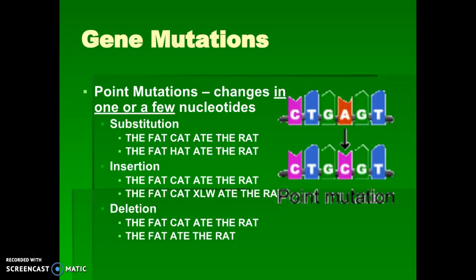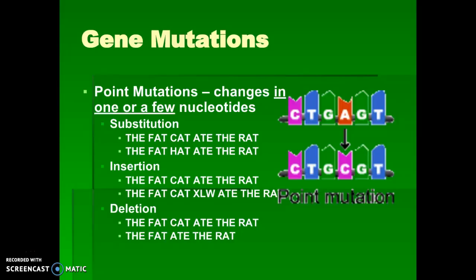nucleotides or bases. So the first one you see there, the quote normal gene, would be the fat cat ate the rat. The substitution part would be the fat hat ate the rat. The substitution came from the C for the H.